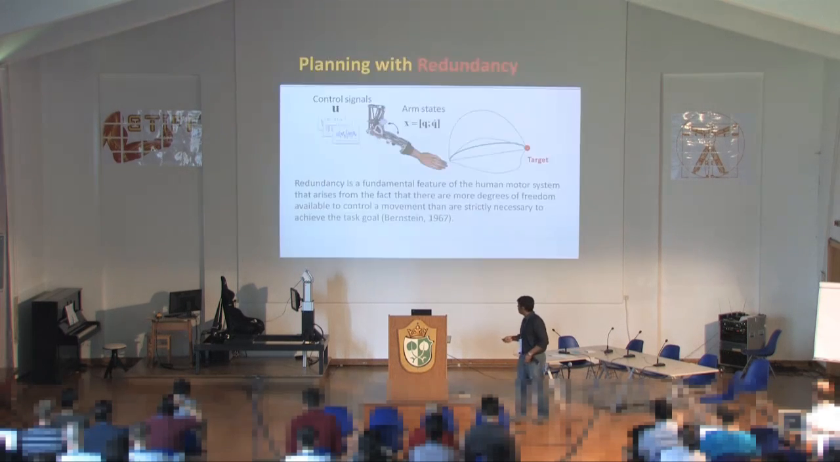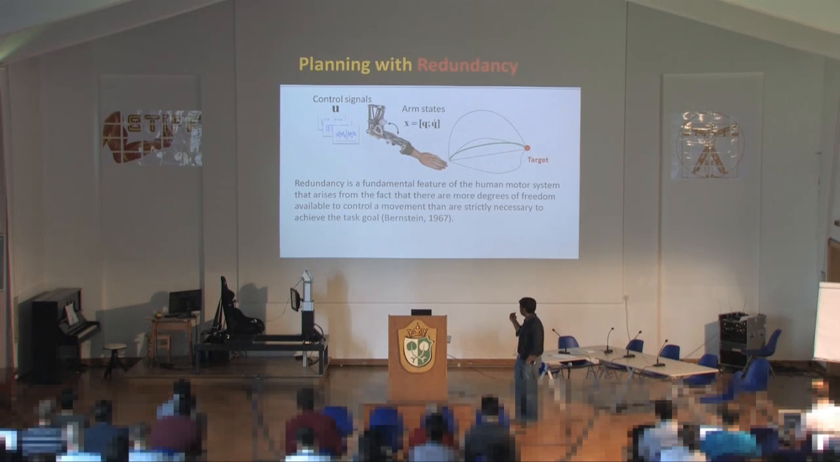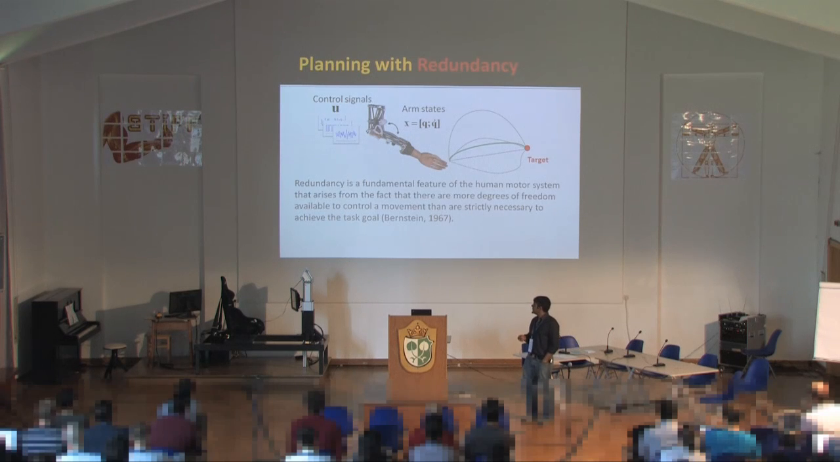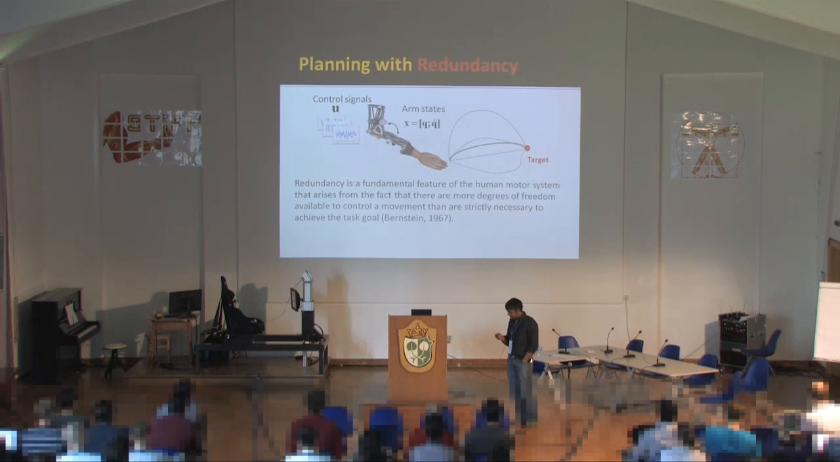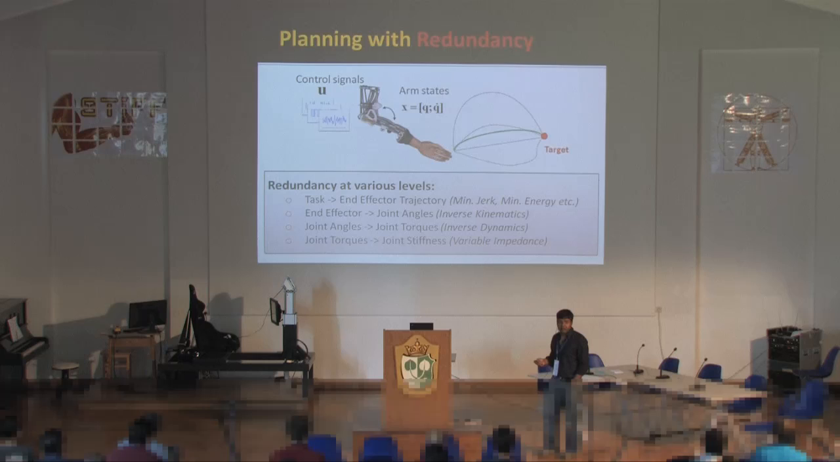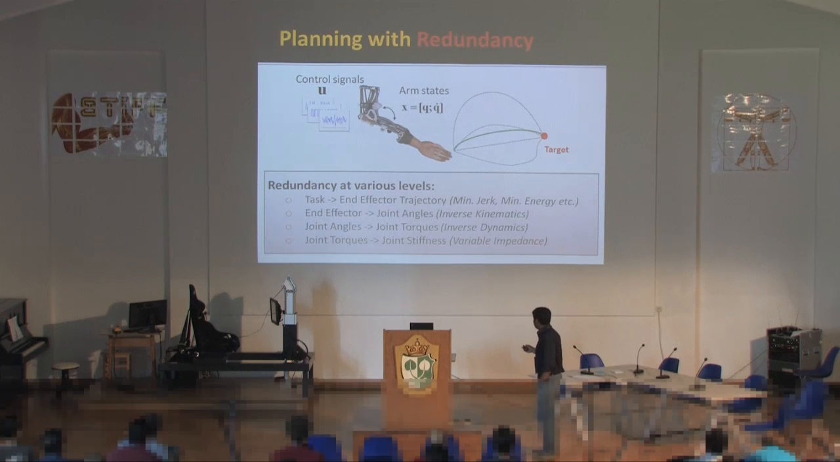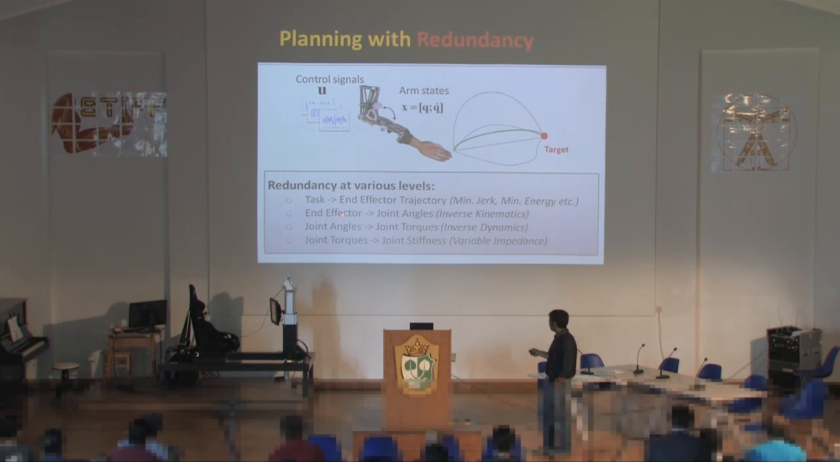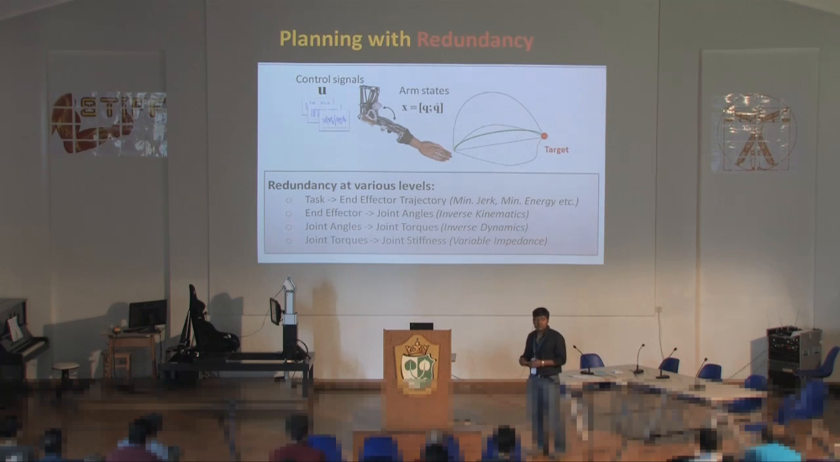So let me start you off by just putting this up and saying, planning is a hard problem because you've got to deal with redundancies. And there are classical redundancies that we've all been used to in robotics. For example, you've got task to end effector trajectories. In other words, if you have to make a movement from A to B, there are many different ways of getting there. So choosing one of these paths is resolving redundancy. Now, you can have redundancy at the level of end effectors to joint angles, and this is typically the inverse kinematics redundancy problem. You also have redundancy at the level of joint angles to joint torques, so you could realize the same joint angles in some actuators with multiple torques.